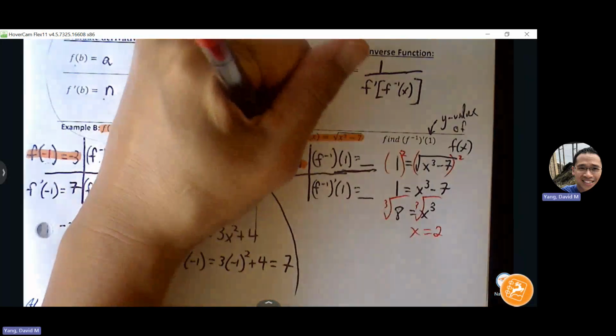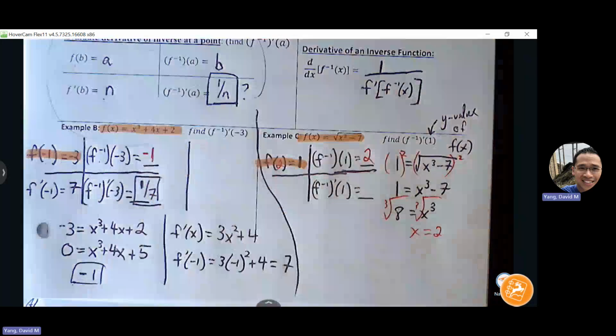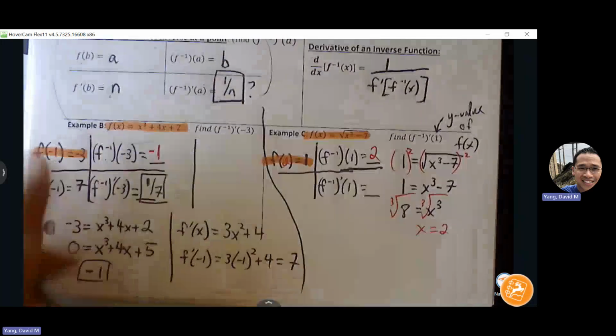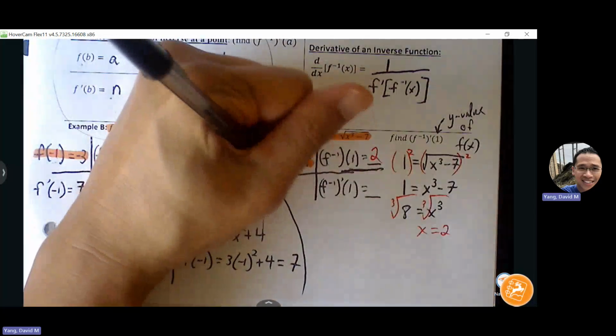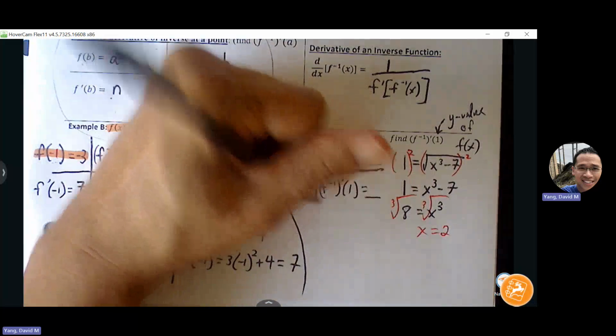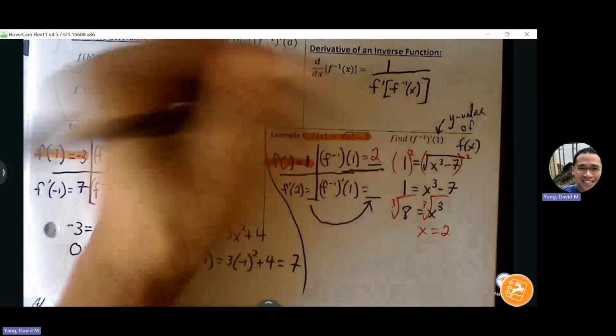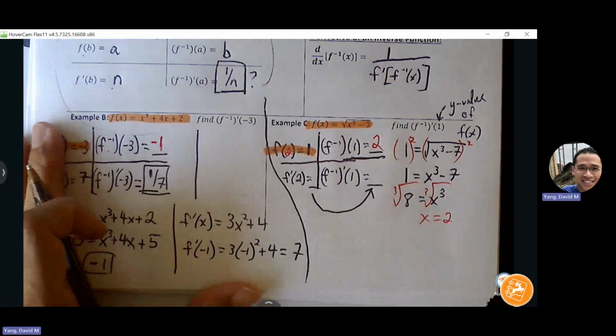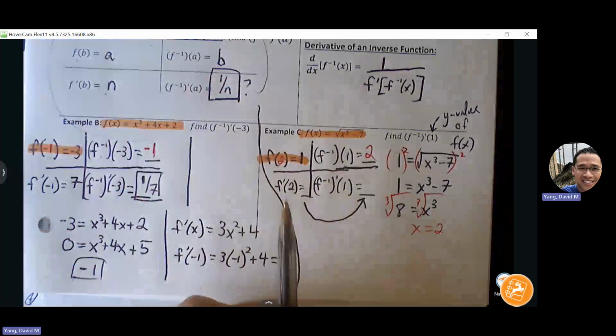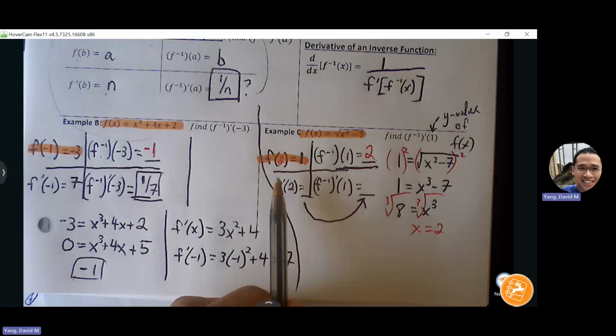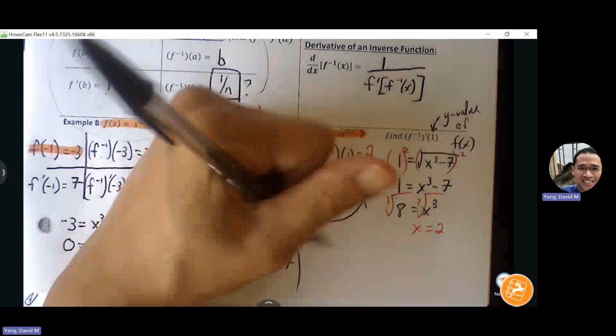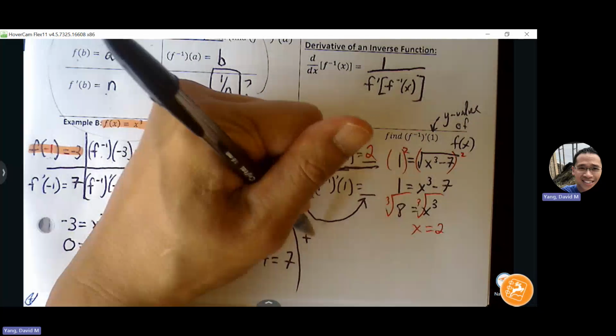So I'm going to fill this in. I know 2 is the x value of my function. 2 is the y value of my inverse. So if I can find f prime of 2, that slope value numerically will lead me to what I'm looking for, the derivative of f inverse at 1. So before I can find f prime of 2, I first have to find what? F prime of x. Yeah, I got to find my derivative function first.